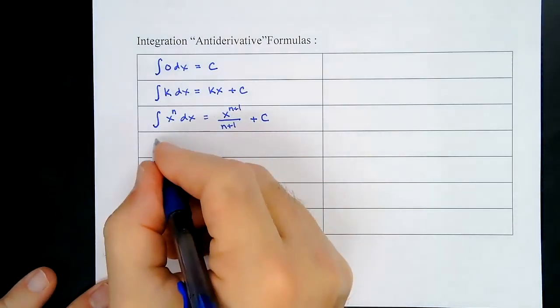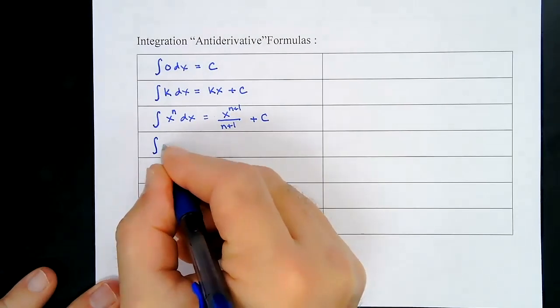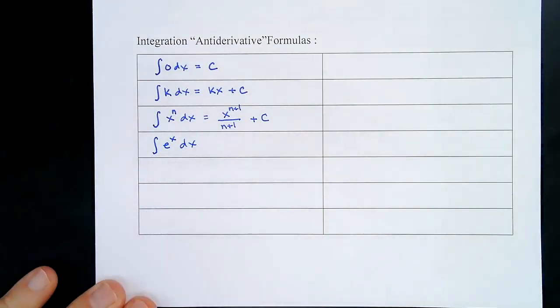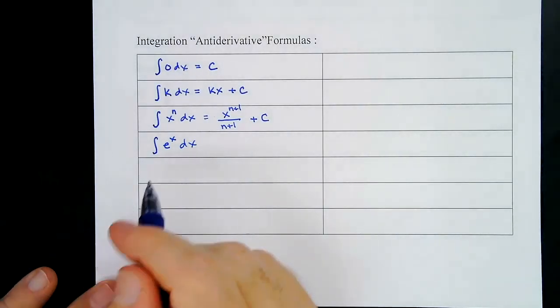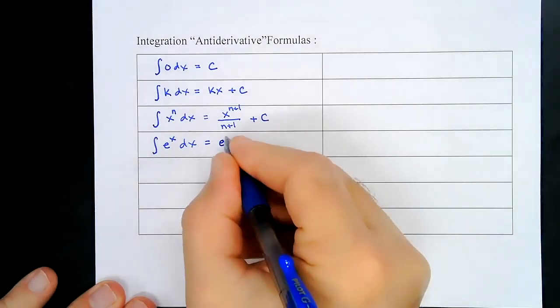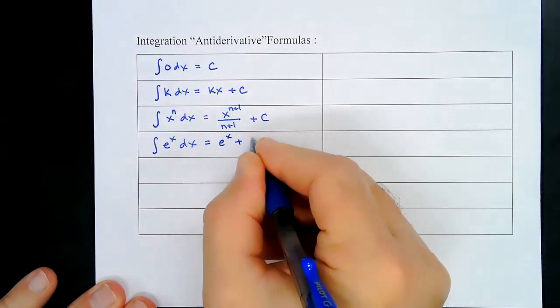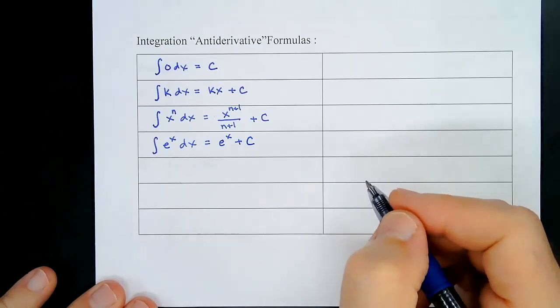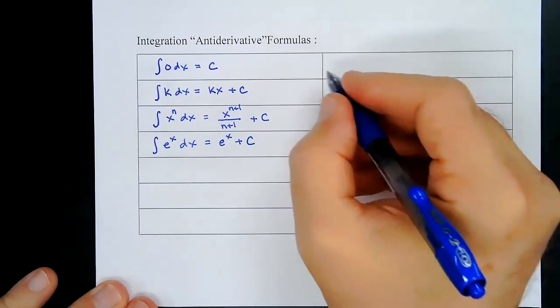Okay. The integral of e to the x dx. What can we take the derivative of that would give us e to the x? Well, it's e to the x. So this is just e to the x plus some constant c. All right. Some other ones that we should know.